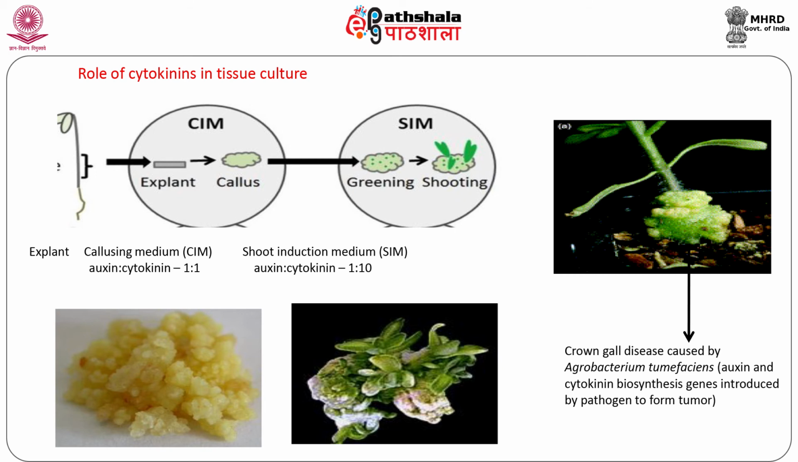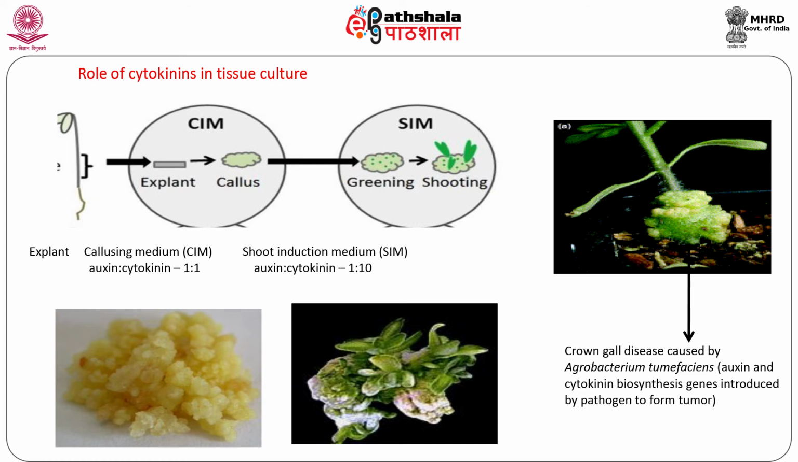The pathogenic bacterium Agrobacterium tumefaciens is known to introduce genes for auxin and cytokinin biosynthesis into plant cells. The genetically transformed cells grow to form callus, which leads to crown gall disease.